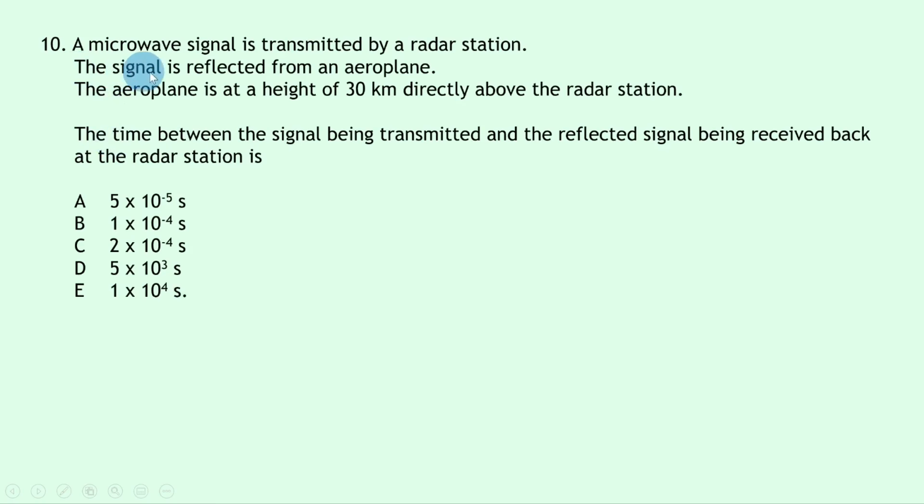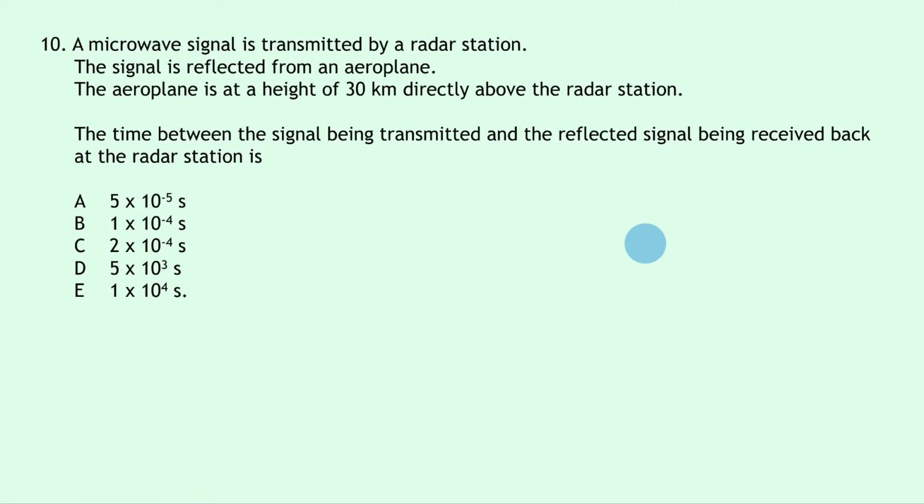Question 10 says that a microwave signal is transmitted by a radar station. The signal is reflected from an aeroplane. The aeroplane is at a height of 30 kilometers directly above the radar station. The time between the signal being transmitted and the reflected signal being received back at the radar station is, well, we're being asked for a time here and we know a distance and we should know a speed for microwave signals. So although it doesn't explicitly say, you should be thinking that microwaves are part of the electromagnetic spectrum.